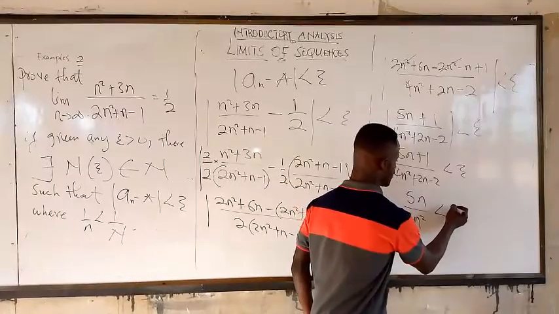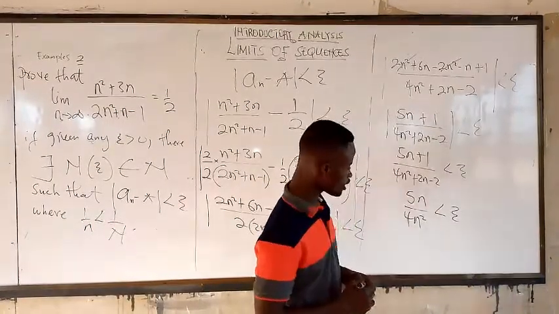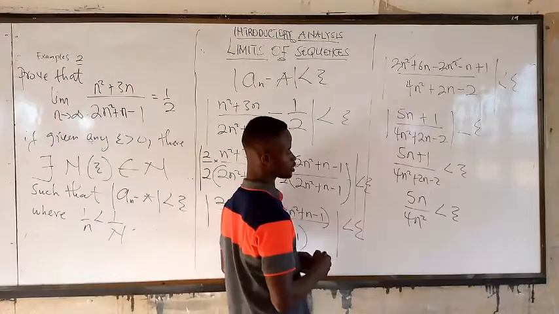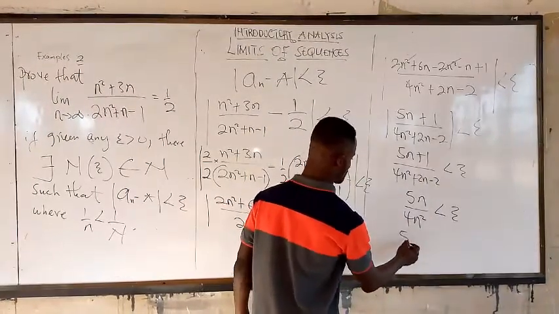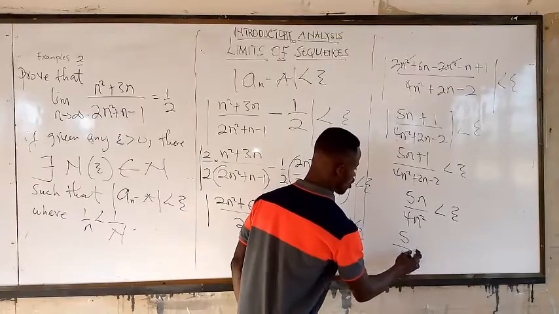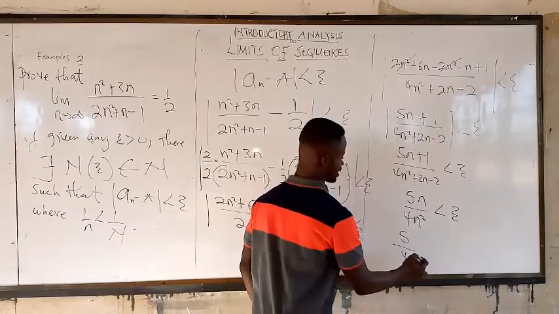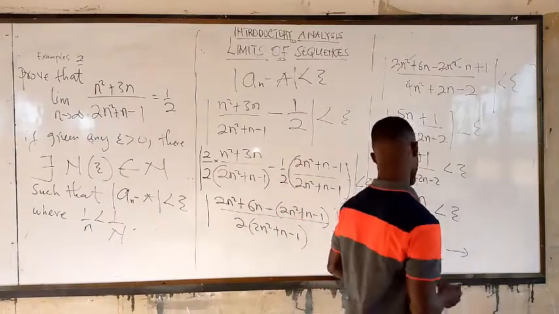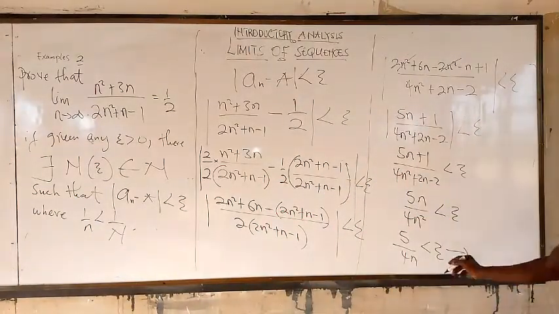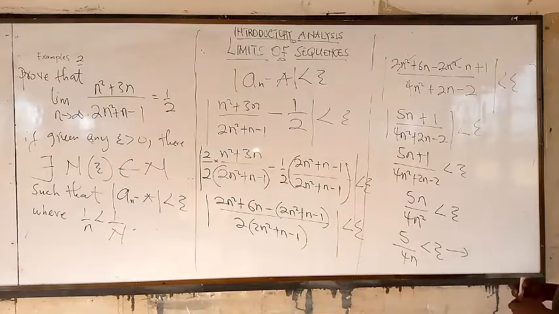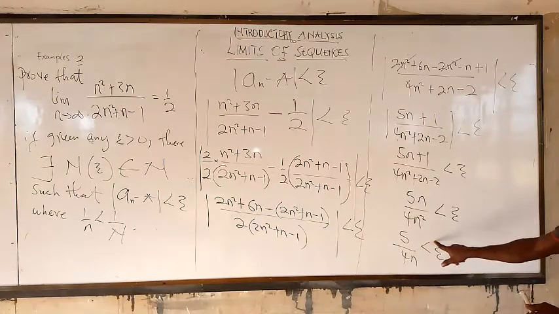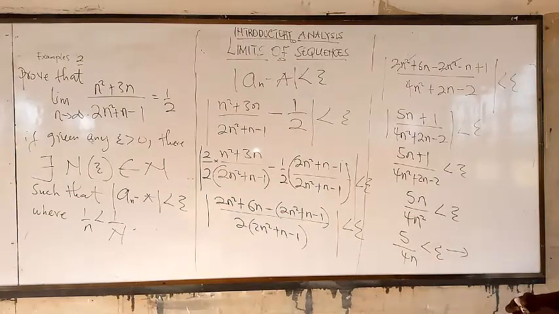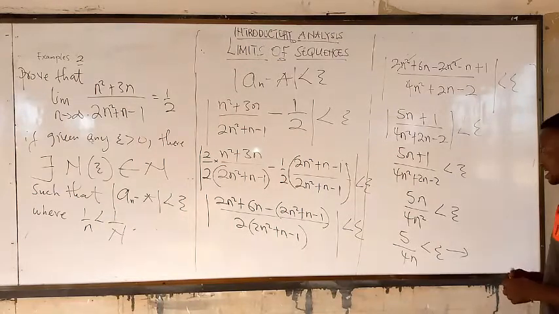So this is less than epsilon. But here we are going to get 5 over 4n less than epsilon. And we know that the epsilon is, now, is it going to be 1 over capital N or what? Now, let's see.